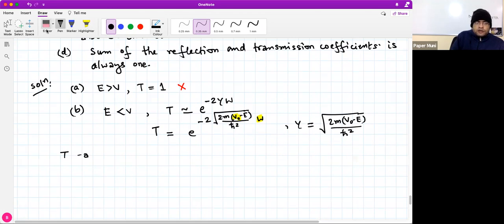We can say that if we vary the width, the value of T changes rapidly. Then if we vary the value of V naught, because it's under the square root, all right, so we can conclude that T varies more rapidly with width.